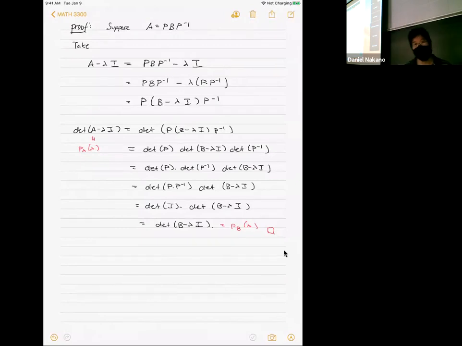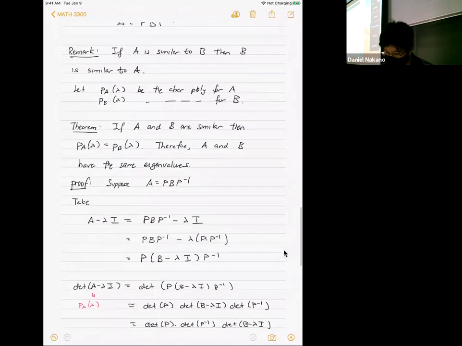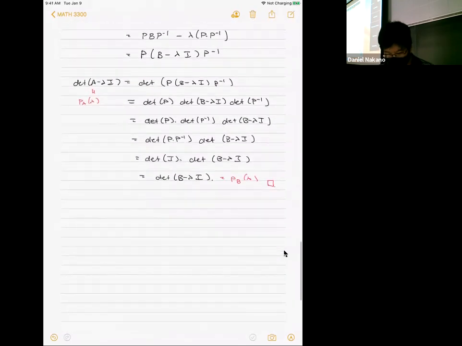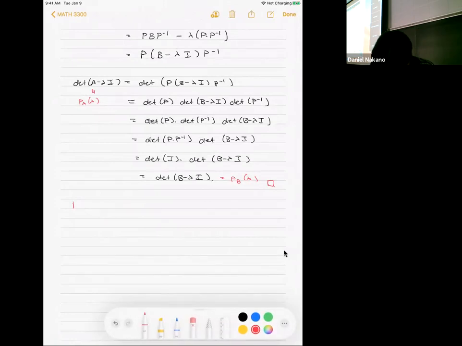All right, now why is similarity useful? Well, it's useful because it makes computations easier in many cases. So let me give you an example of how similarity can be used to figure out computations. This next thing is called diagonalization. Let's erase this and go back to the black.